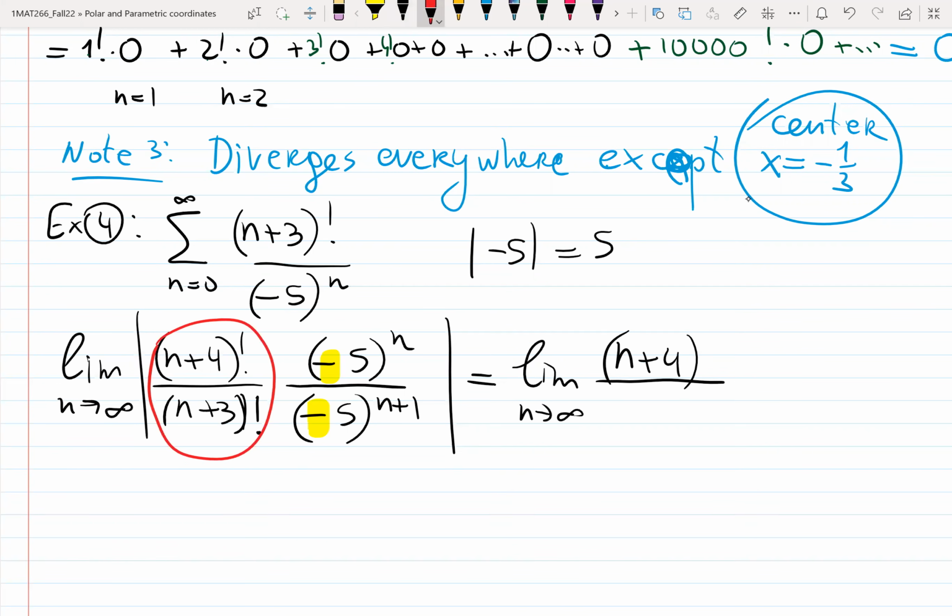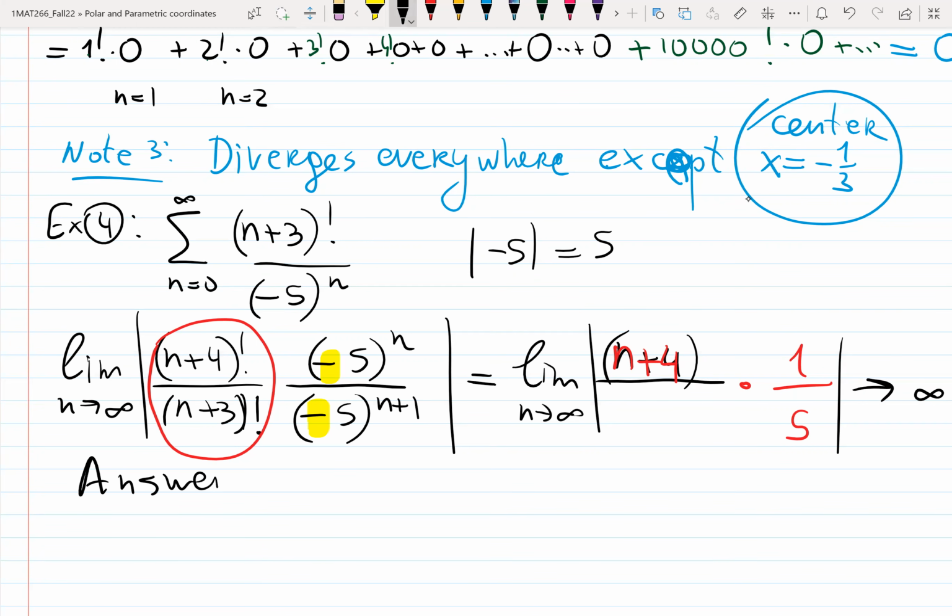From these two factorials, the tail is going to stay, and the tail is n plus 4, whatever is not the same between those two factorials. And then from the -5 situation, I will have 1/5, that's it. Absolute value, because -5 to the n, or I would say n minus 1, gives you -1, and then the minus got eliminated by the absolute value. When n goes to infinity, that gives you infinity. So thus, since there's no x involved, the answer follows.